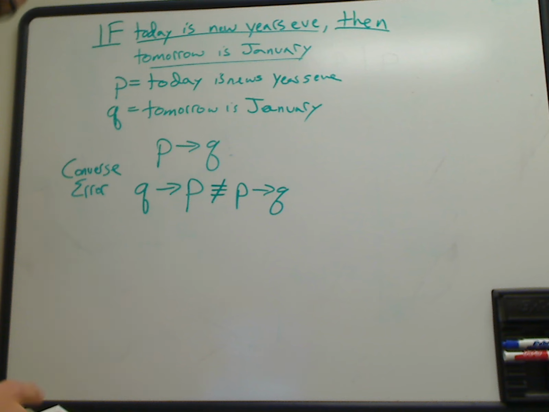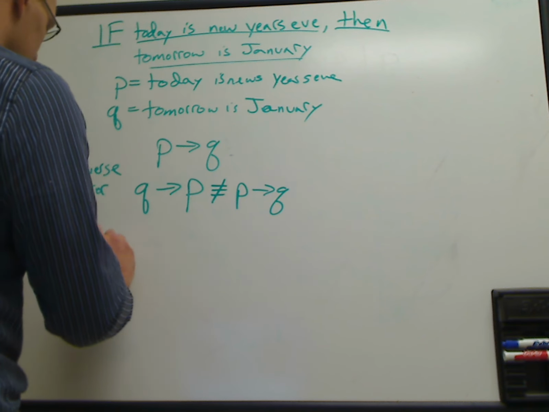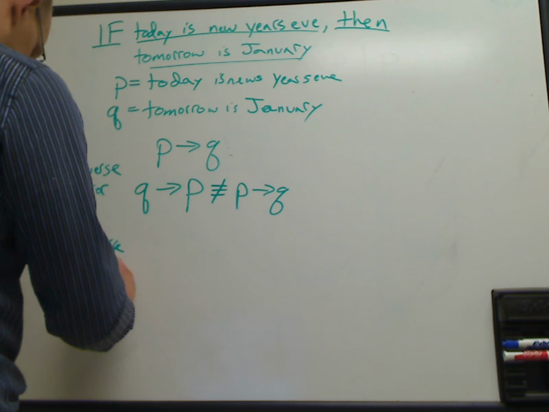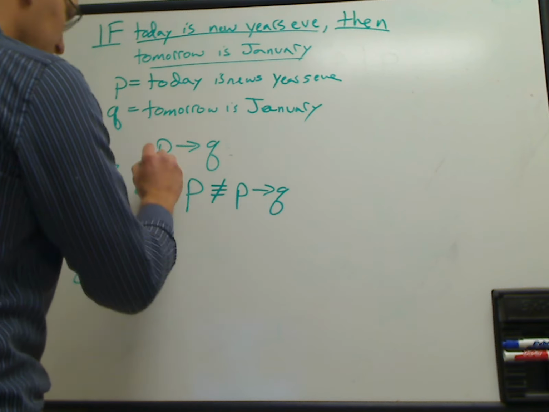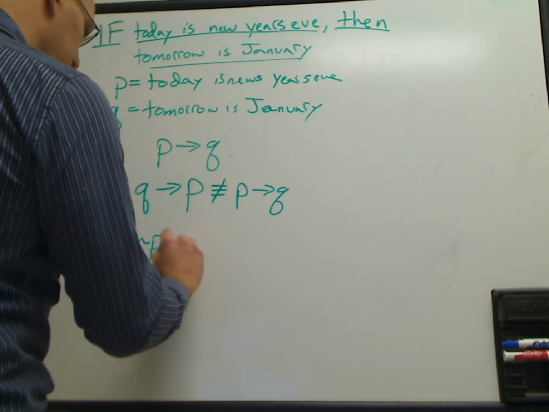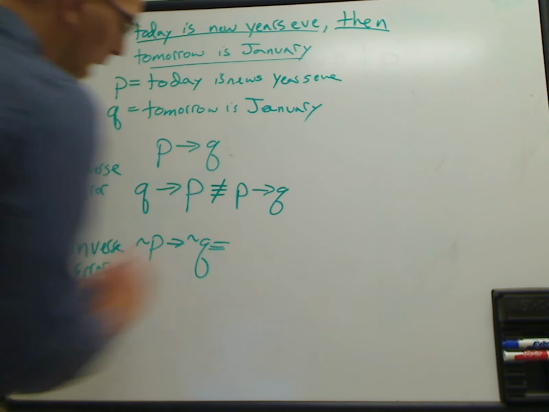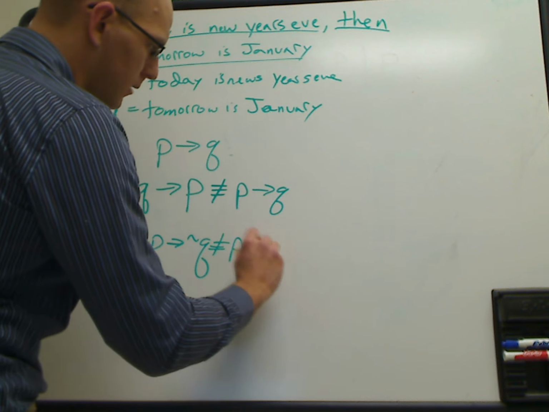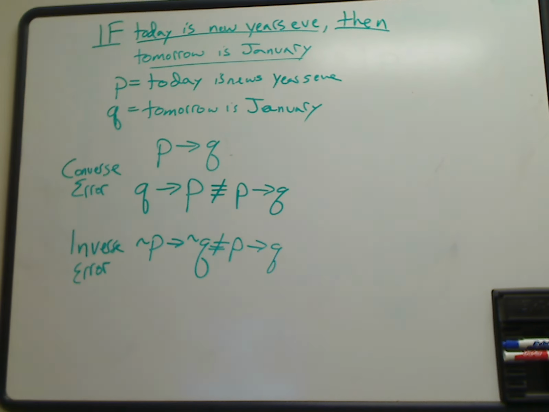There's another mistranslation that's often done. It's called the inverse error. And the inverse error is translated from P implies Q to not P implies not Q. Again, not P implies not Q is not logically equivalent to P implies Q. An example of this is: today is not New Year's Eve, therefore tomorrow is not January. That is not a logically equivalent statement to our original statement. So you have to be careful of both of these errors because they become useful when you start to analyze arguments.